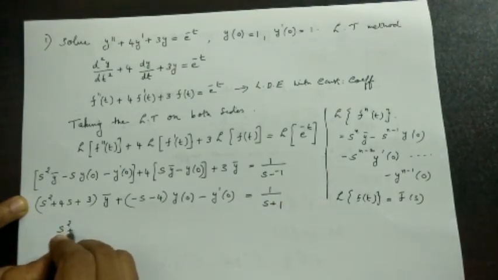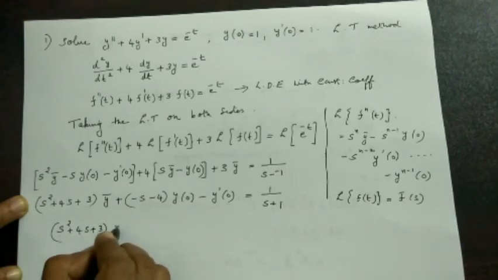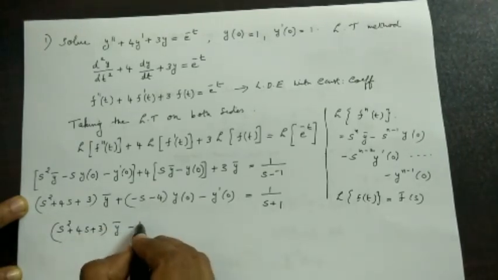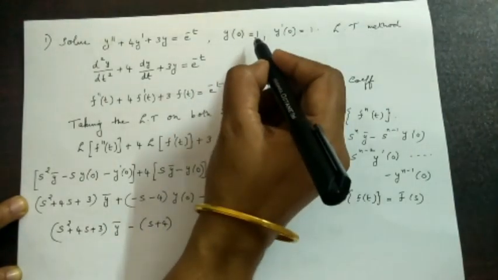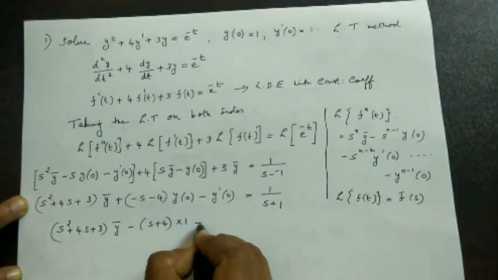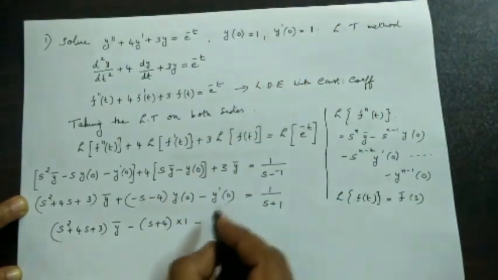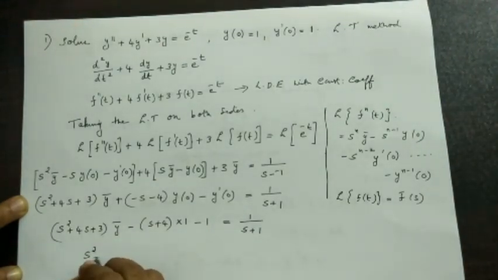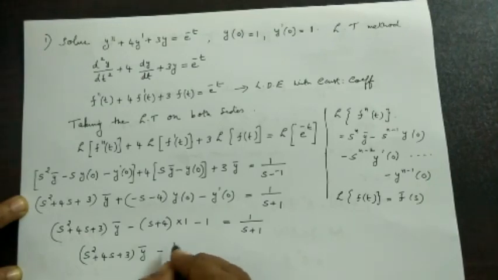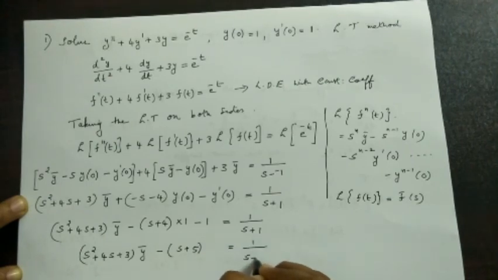Again we have s square plus 4s plus 3 into y bar minus, taking minus outside, s plus 4 into y of 0. What is y of 0? It is given, it is equal to 1, therefore into 1, minus y dash 0, which is also given as 1, is equal to 1 by s plus 1. Now we have s square plus 4s plus 3 into y bar. Here we have minus s minus 4 minus 1, that is minus of s plus 5, which is equal to 1 by s plus 1.